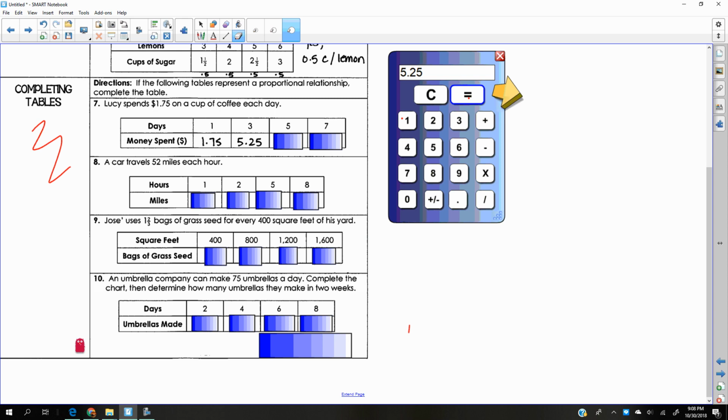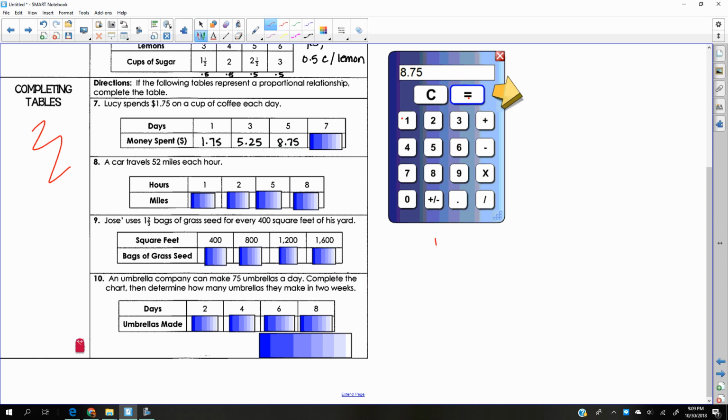So now we still have the 1, so we're going to keep the 1 day, she spends $1.75. So now we have to figure out 5 days. Now remember, the 5 goes on top because this is where the days are. This is where the money is. So we cross multiply. $1.75 times 5, and we get 8.75, and 8.75 divided by 1 is 8.75. And then do the same exact thing for the 7.